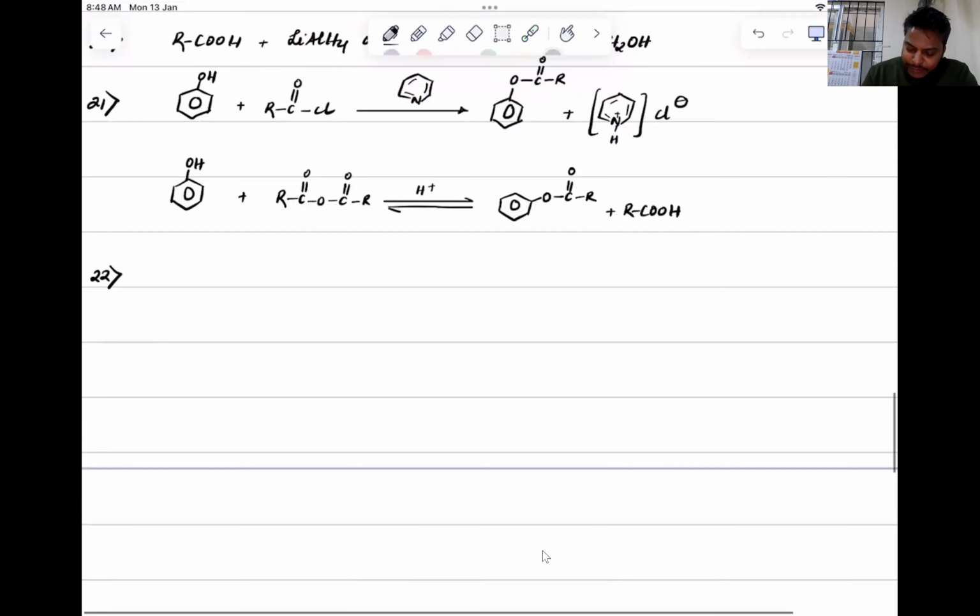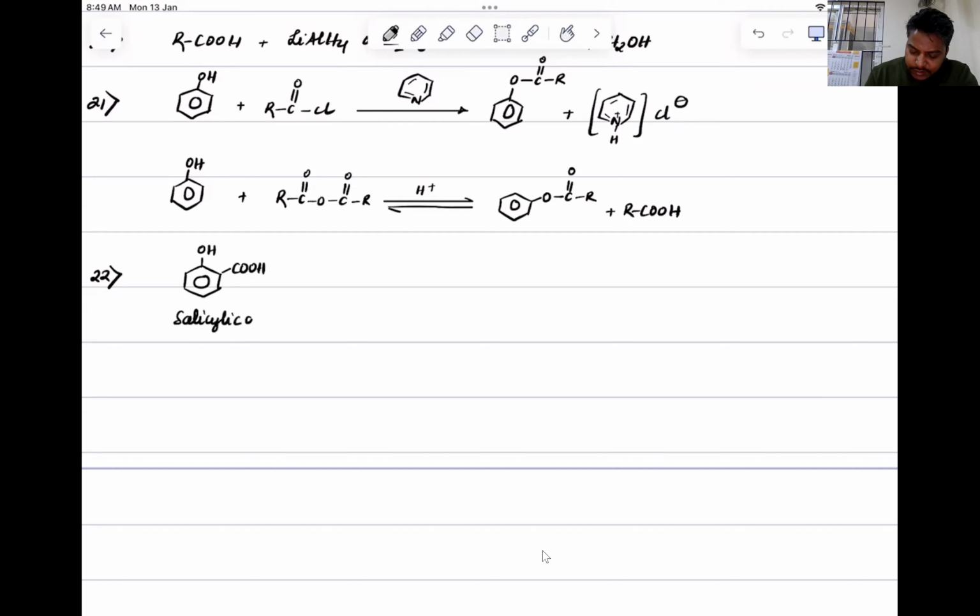Okay. Next, these three reactions, students, are very important from phenol's topic. So, if you have salicylic acid, this is salicylic acid. From salicylic acid, in case you directly treat with Ac2O in the presence of H plus, as per the above reaction, what we can expect is that it will become O C double bond O R and the COOH group will carry. And this is called aspirin.